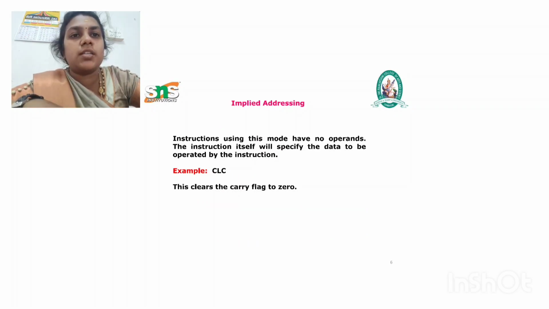The next addressing mode is implied addressing mode. Instructions using this mode have no operands. The instruction itself specifies the data to be operated on. Example: CLC, which clears the carry flag to 0.